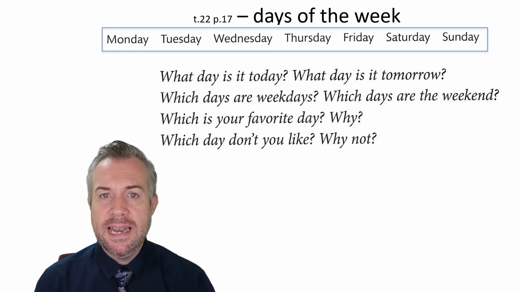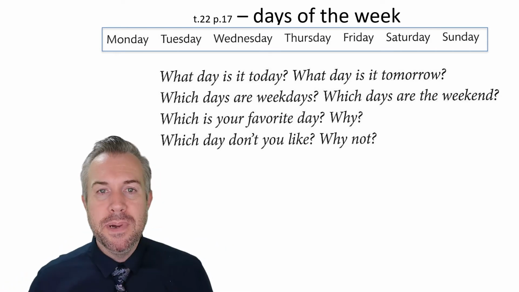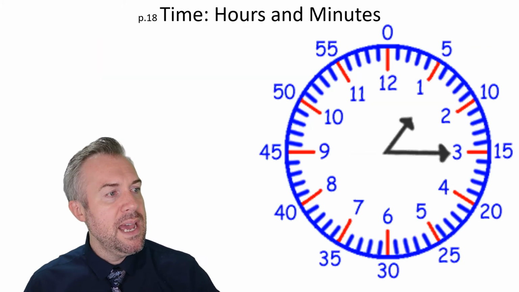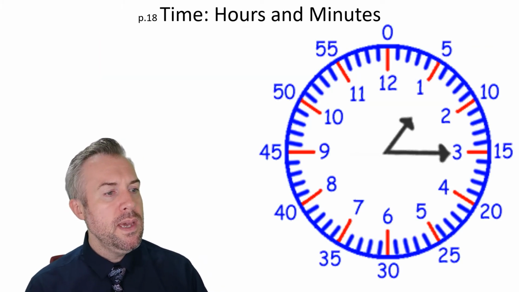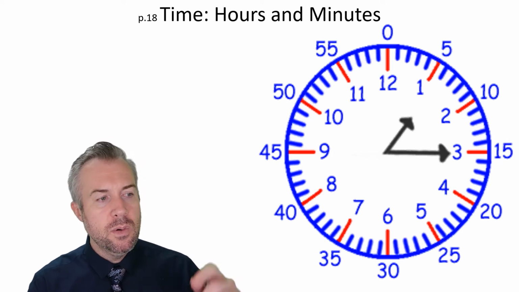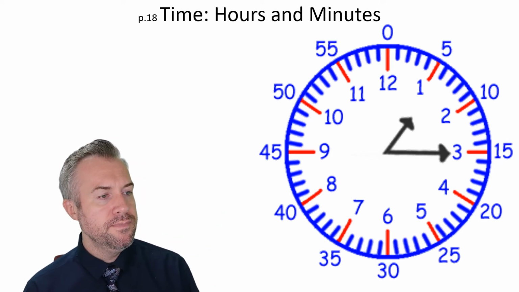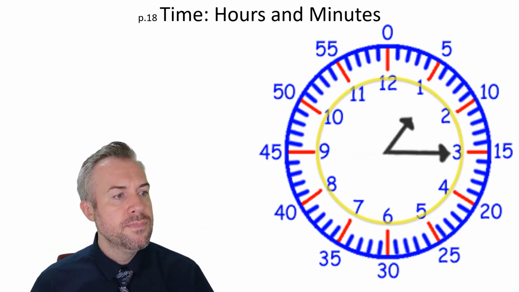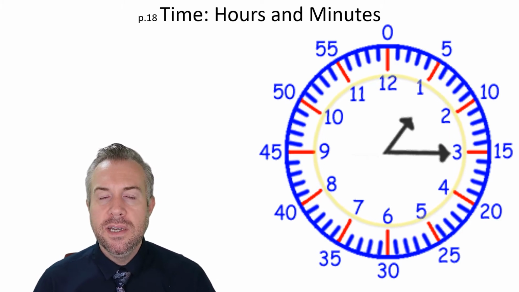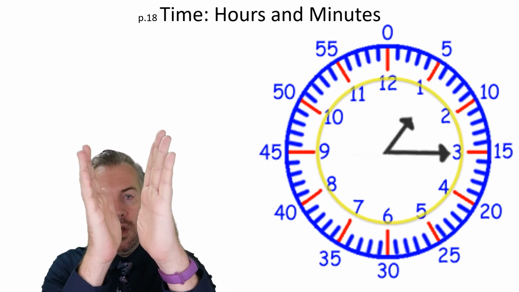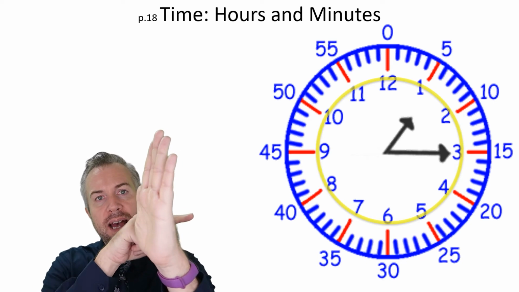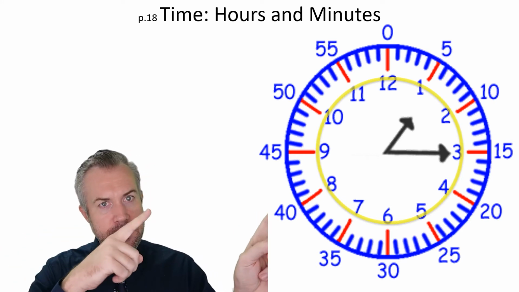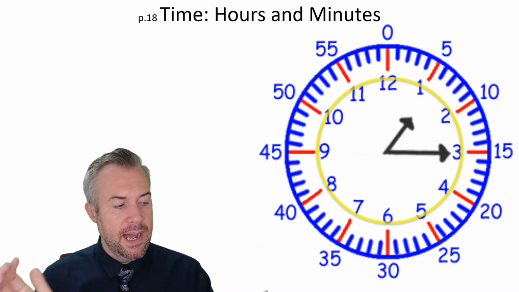The next thing we need to look at is time. So on the next page, page 18, let's talk about time. Before we do the activity in the book, I would just like to talk about this clock. So, there is the inside of the clock. These are the hours from 12, 1, 2, 3, 4, 5, 6, 7, 8, 9, 10, 11, back to 12. The hours.